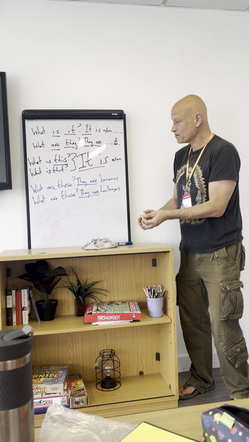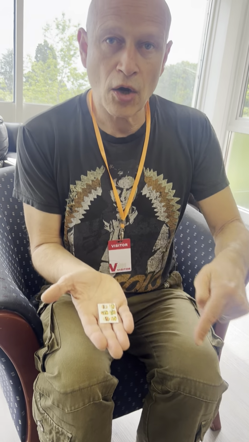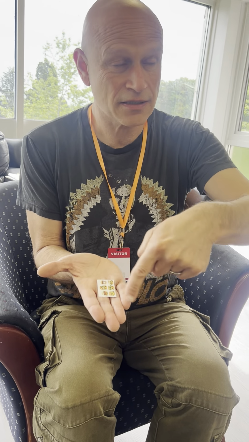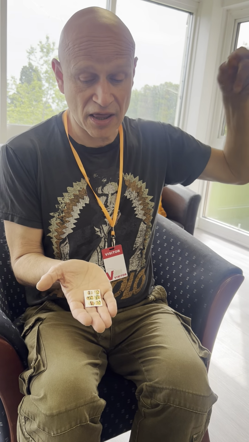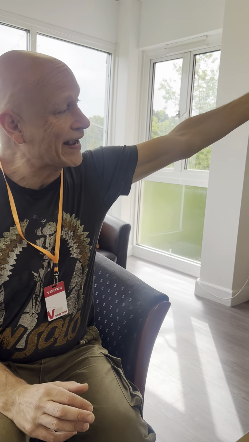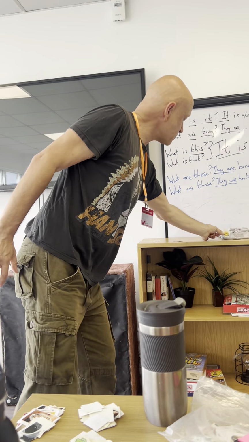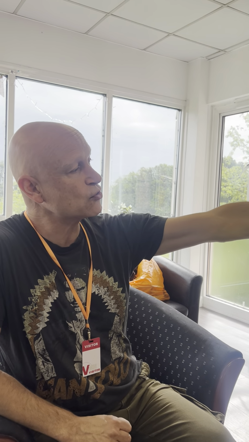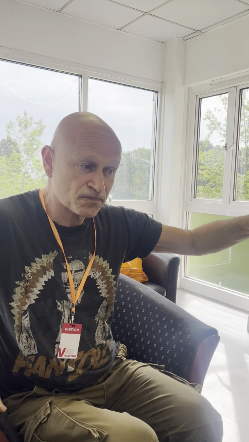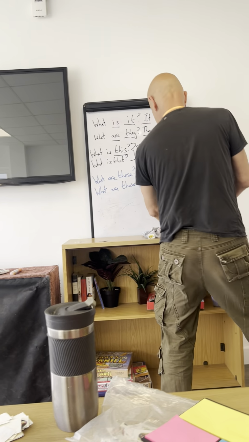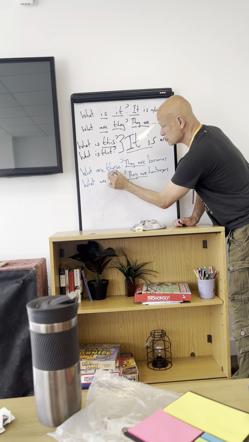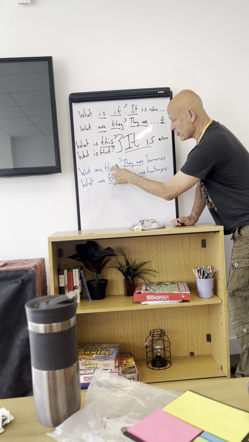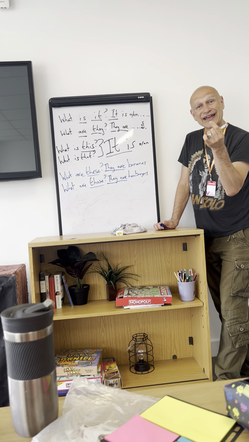With plurals, if it is here in my hand, I can say, what are these? Plural. But the answer is still the same. They are hamburgers. Or, if it is far away, like over here, and we need to point over there, I would say, what are those? They are bananas. So, even though the question word is different, the answer is still they are.